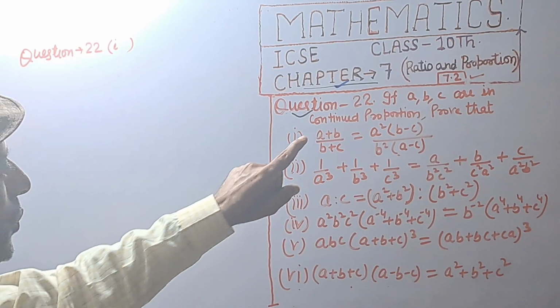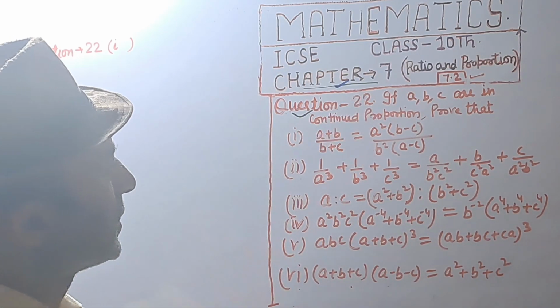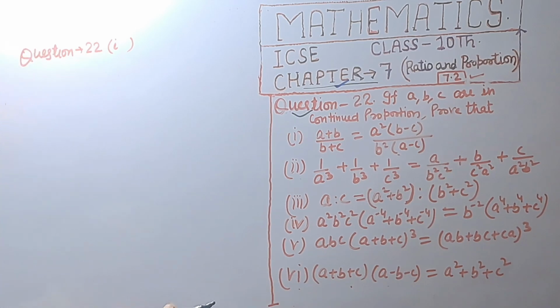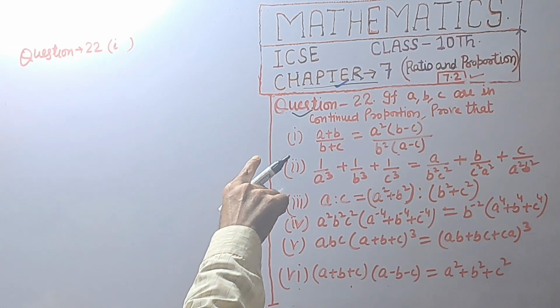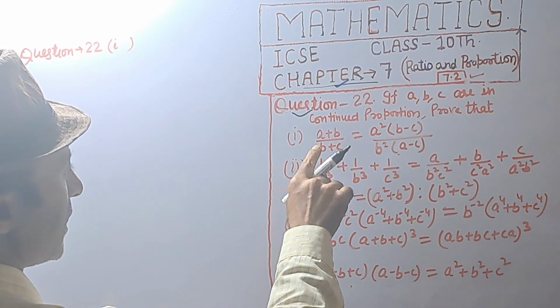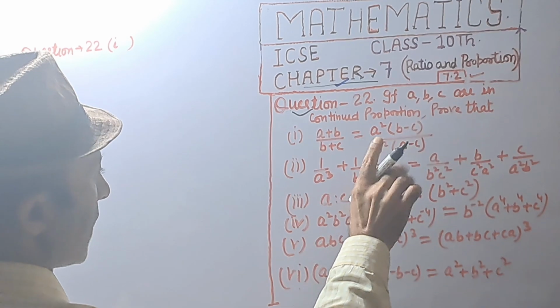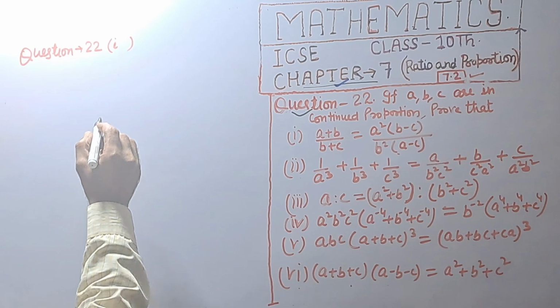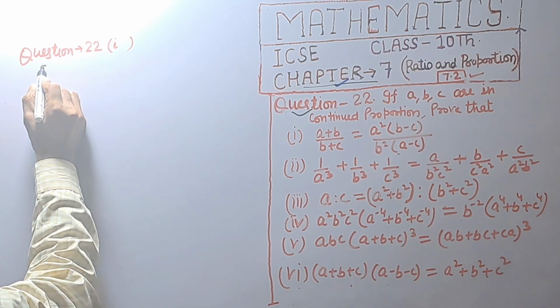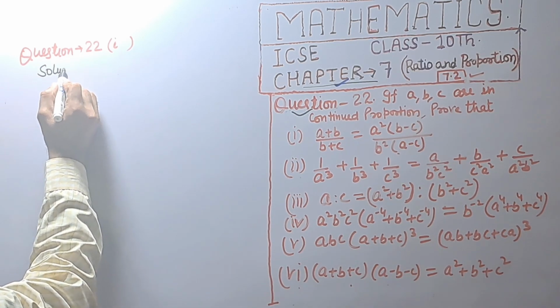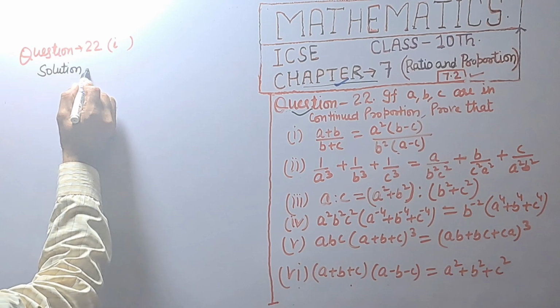Question number 22. If A, B, C are in continued proportion, prove that (A plus B) upon (B plus C) is equal to A square (B minus C) upon B square (A minus C). Solution.